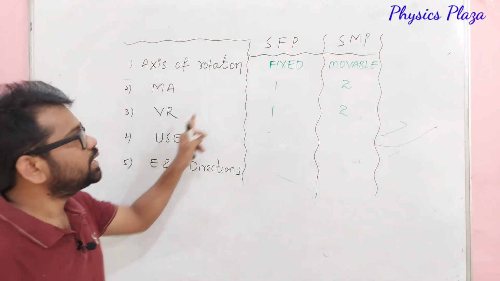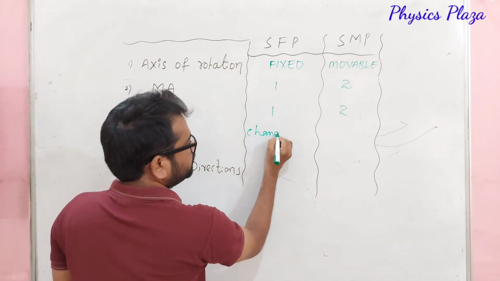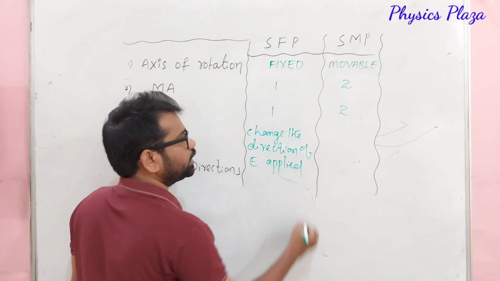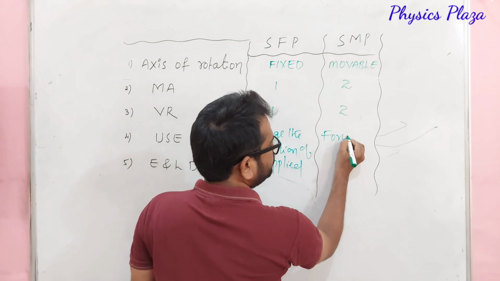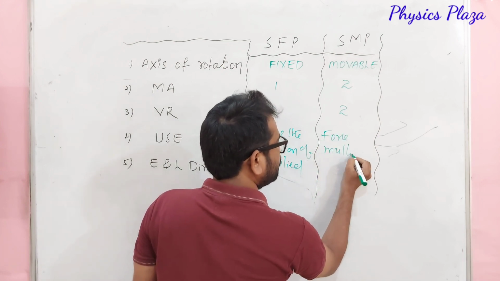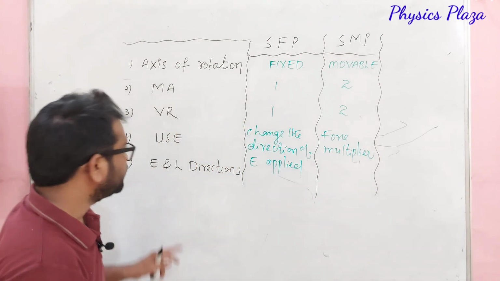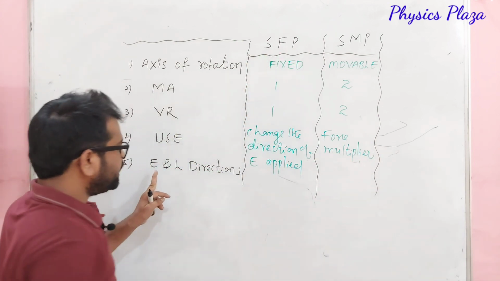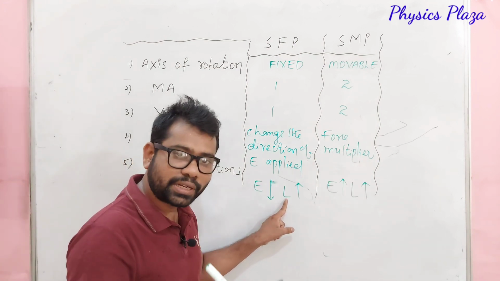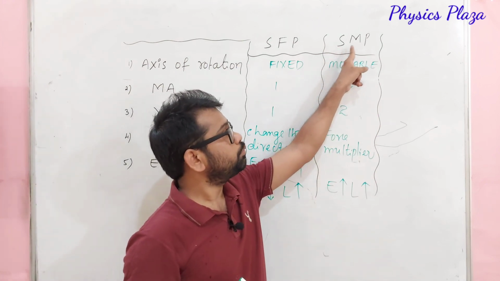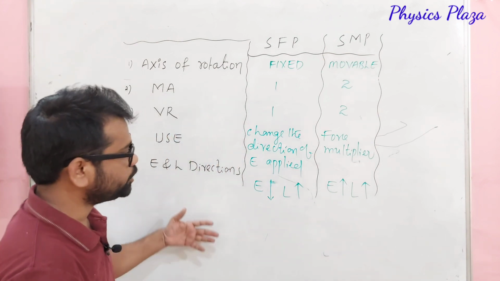And what about use, dear children? Single fixed pulley is used to change the direction of effort applied. Then what about single movable pulley? It is used as a force multiplier. And the last one, very important. In the case of single fixed pulley, dear children, the effort and load displacements are opposite in direction. Whereas in the case of single movable pulley, the displacement of effort and the load are both in the same direction. Just copy it.